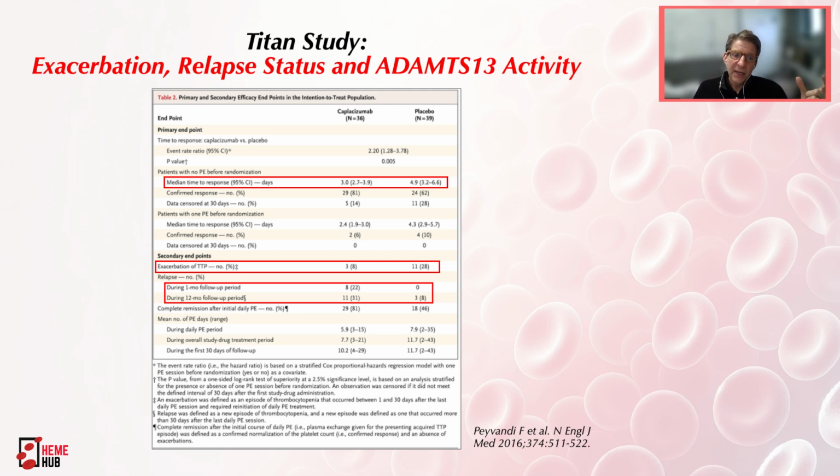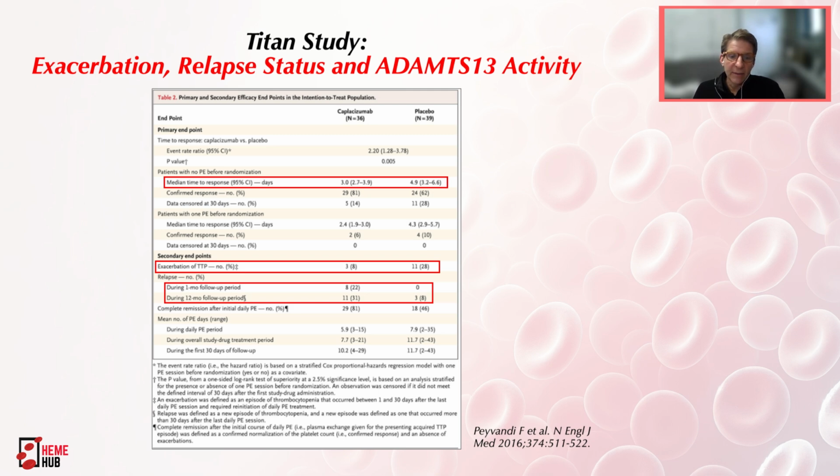But these patients, and I didn't show you the schema, these patients were treated with Caplacizumab during plasma exchange and for 30 days after. So this covered the exacerbation time period. So it's important to note that this drug really prevented exacerbations for the first time. But when the drug was stopped and they had not corrected the ADAMTS13 activity, you had recurrences of the disease.